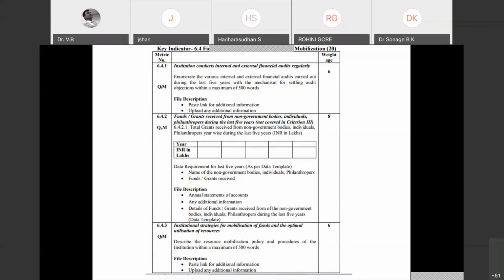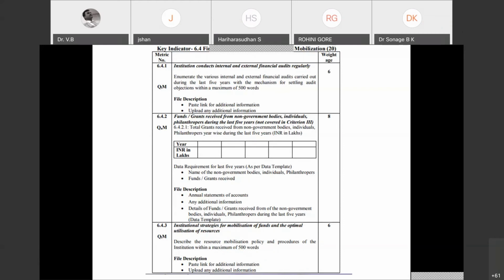Next is the funds and grants received from non-government bodies, individuals during the last 5 years. Again, this would be taken care of by the finance department. And in addition to this, in case the department has received any funds from the non-government bodies, individuals, then that can also be included over here.